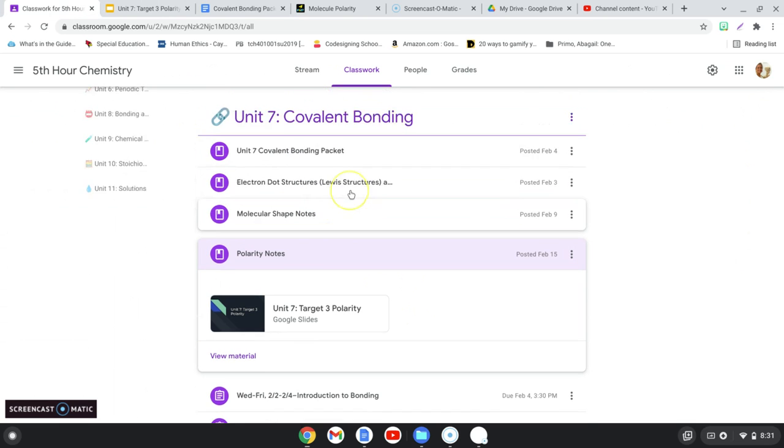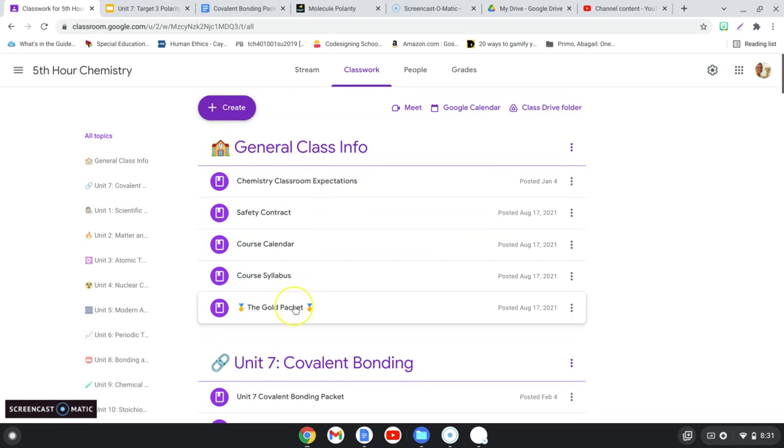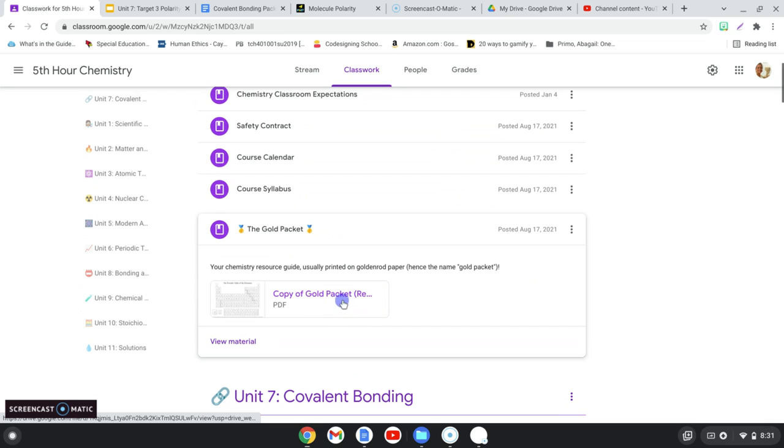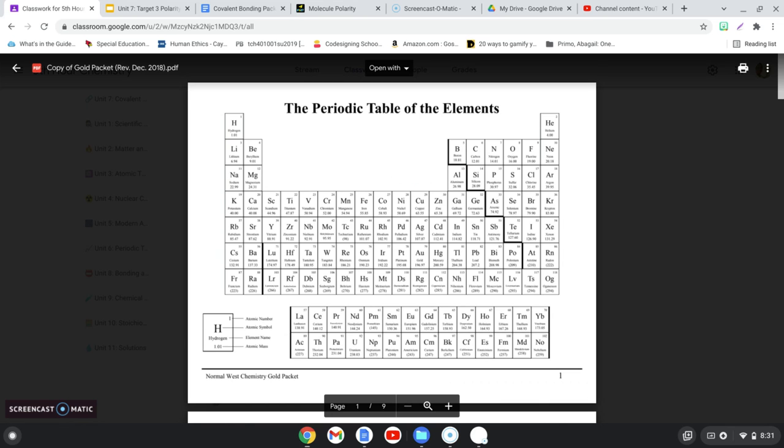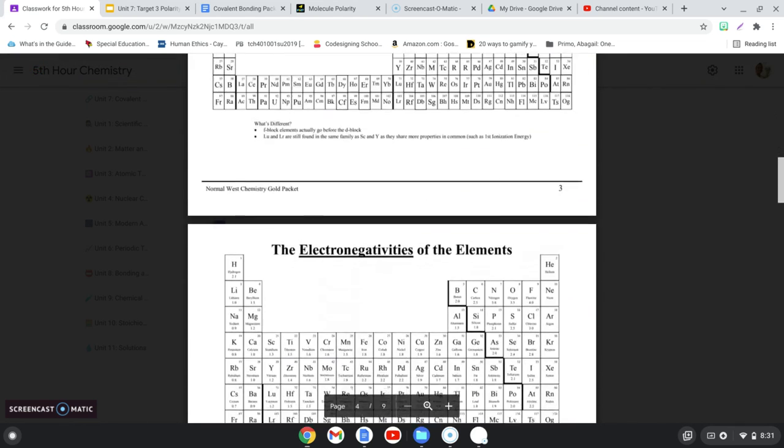If you're confused as to where to find these, go to your gold packet, and it's page 4. That's going to tell you the different electronegativities of the elements.